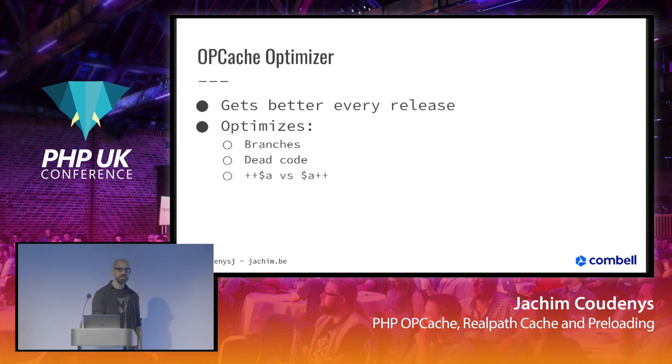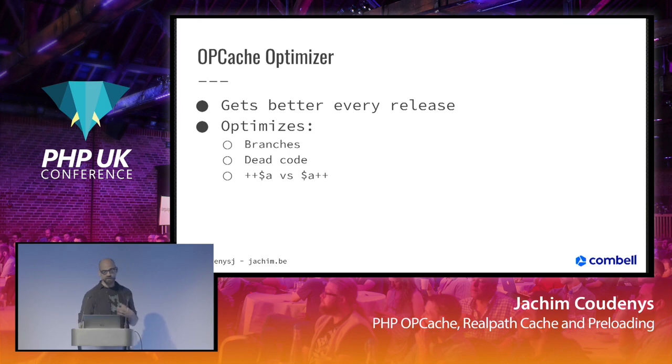And also small things like this notation. If you don't do this already with a static analyzer, the opcode optimizer will just do it under the hood and save the better way of doing it in the opcache.